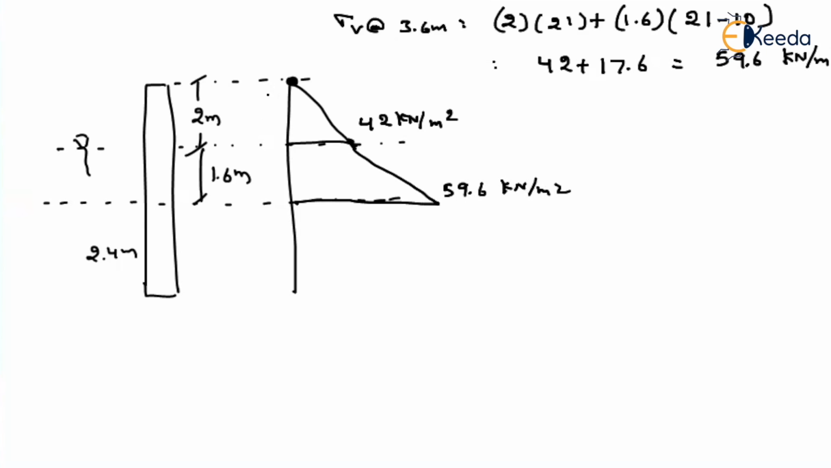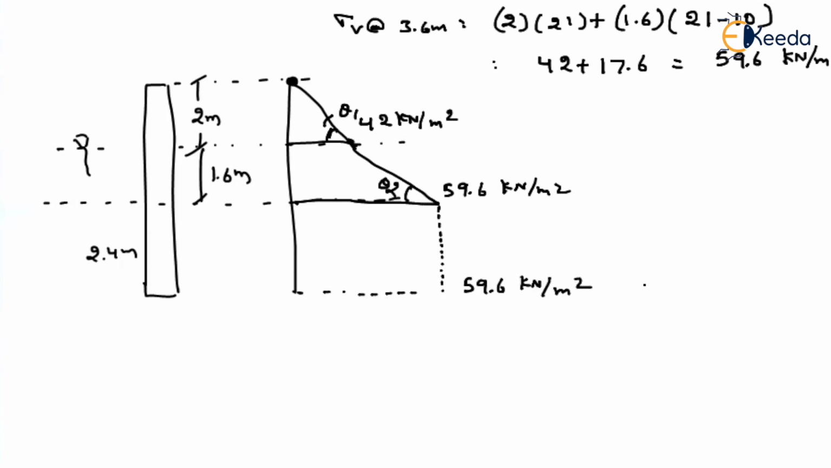From here to here, it is under natural condition. From here to here, it is under submerged condition. So here the slope will be different, and here also the slope will be different. For the remaining depth, we will consider it as constant. Why? Because up to the critical depth only, we have to consider the variation. So 59.6 kilonewton per meter square.